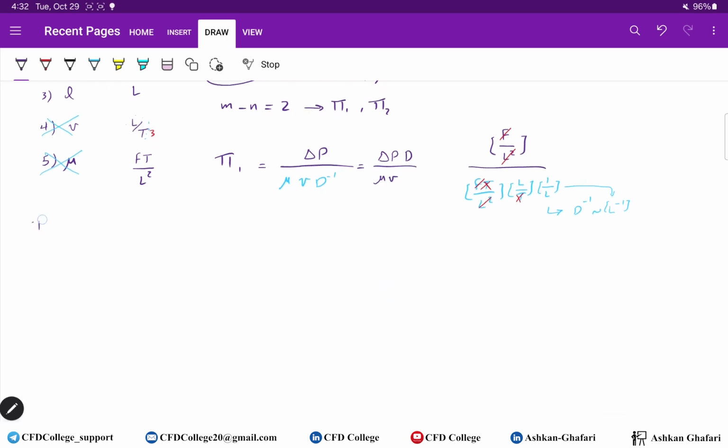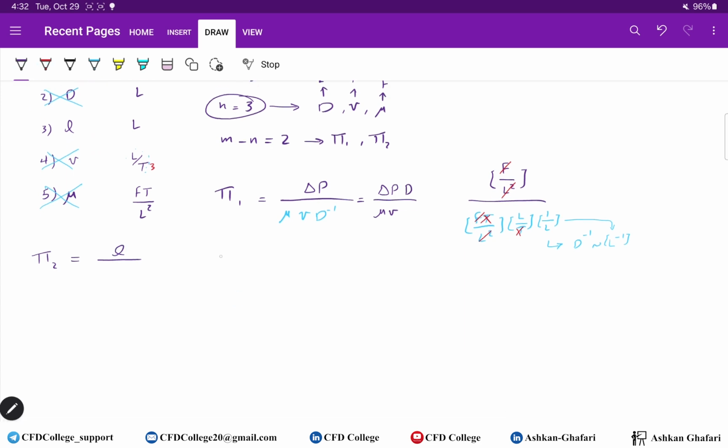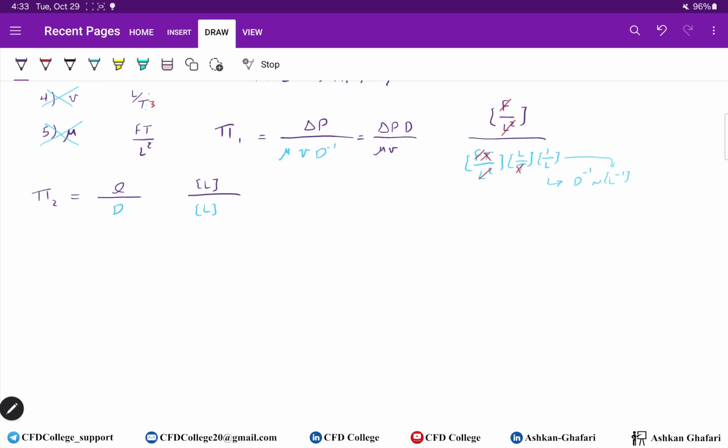Now pi 2, delta P is gone. The only remaining one is L. And L is easy because the unit is length. We need length here, which means that we should pick D. Should put D here. So the final answer, never forget that, delta P times D over mu V is a function of L over D.